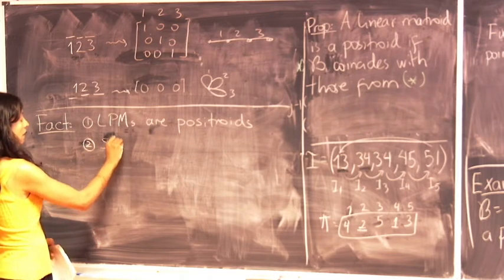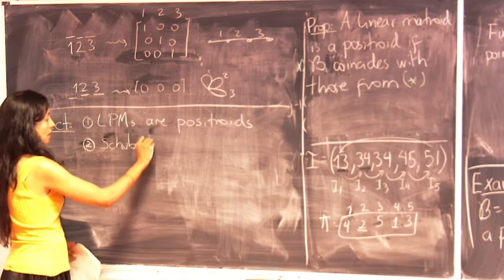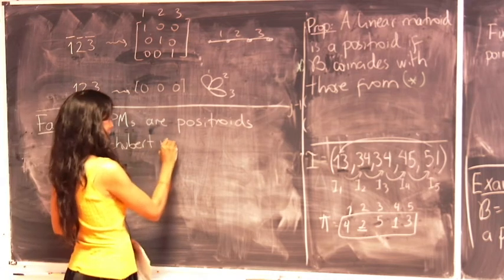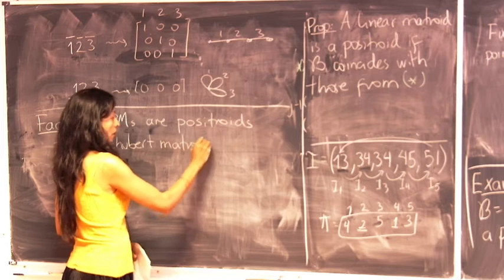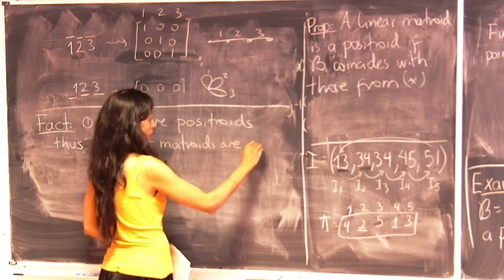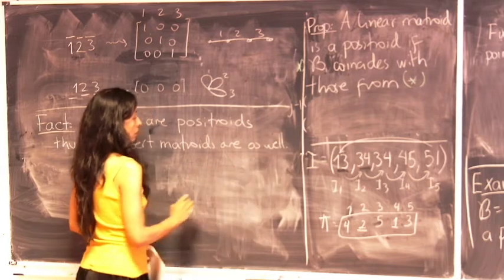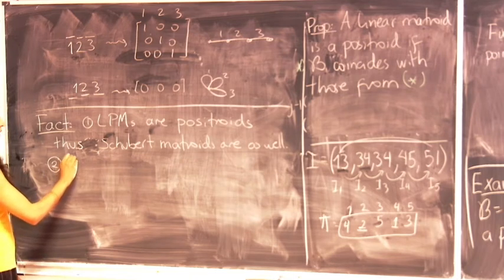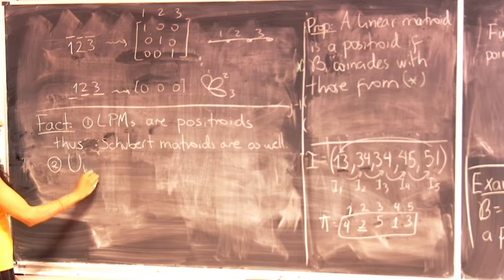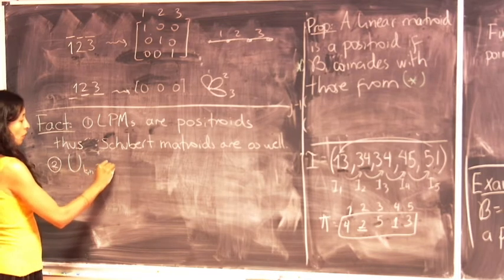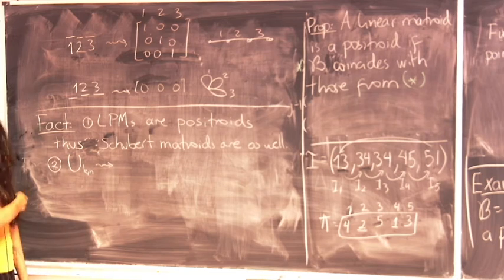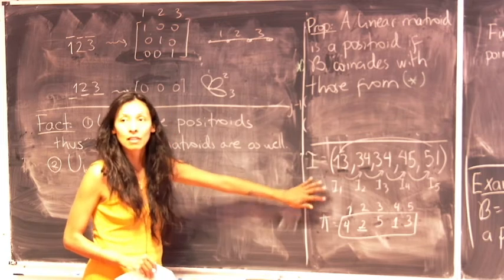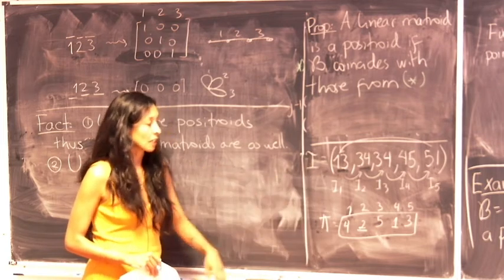And of course, since Schubert matrices live inside LPMs, they are positroids as well. So since uniform matrices are LPMs, one thing that one might wonder is how the different objects that we have associated to it look like. On one hand the Grassmann necklace, and on the other hand the decorated permutation.